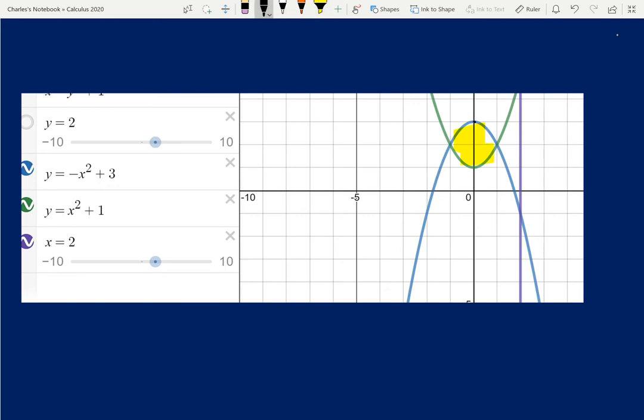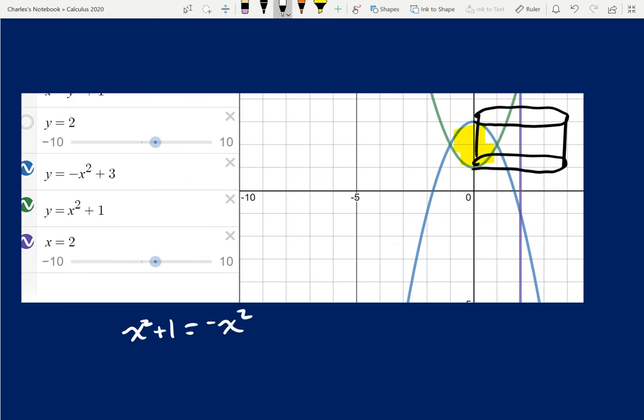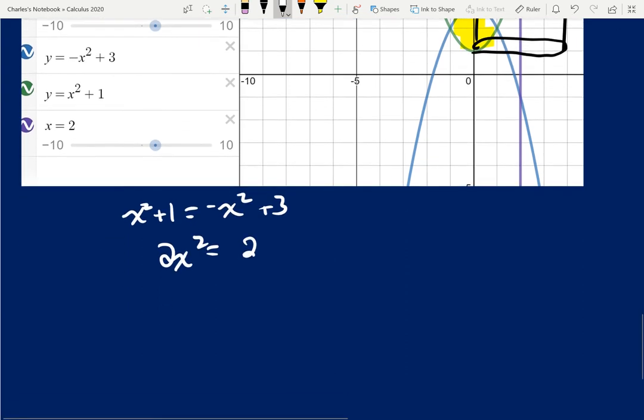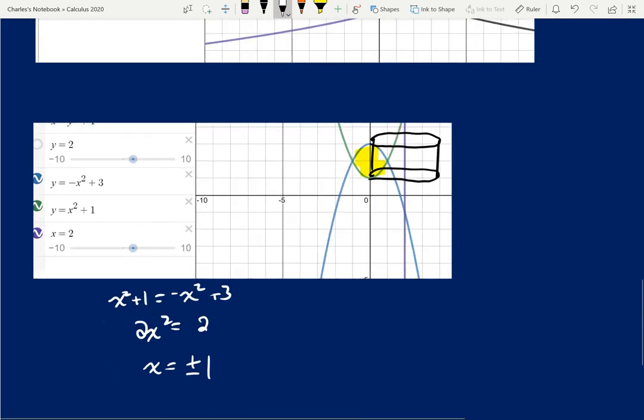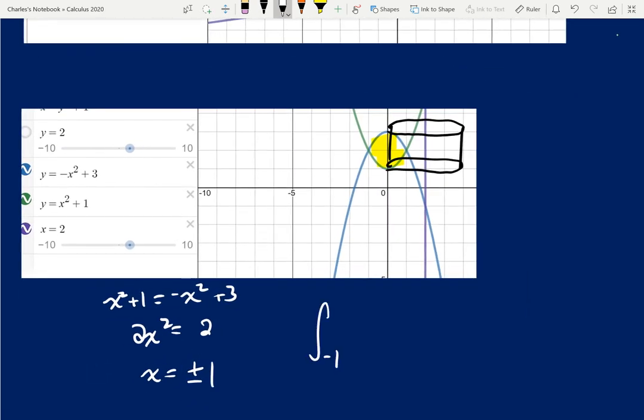And so each x value is going to be a cylinder like this. So what would that formula be? Well, I'd have to figure out where they intersect. So where does x squared plus 1 equal negative x squared plus 3? 2x squared equals 2. x is equal to plus and minus 1. Okay, that was easy. So now I'm going to go with the integral from negative 1 to 1.